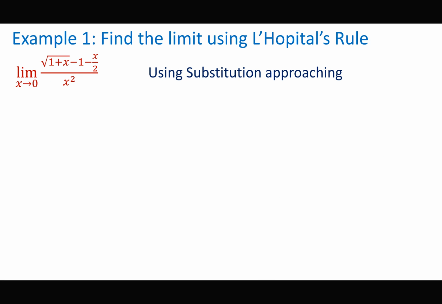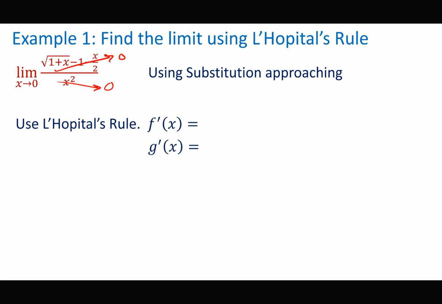Okay, let's do one more, and this is the last one. So again, we want to use L'Hopital's rule to find the limit of this as x approaches 0, square root of 1 plus x minus 1 minus x over 2, all divided by x squared. If I were to use substitution right now, I would have square root of 1 plus 0, which is 1, minus 1 gets me 0, 0 minus 0 again, so this is approaching 0 all in the numerator. X squared, this is approaching 0 as well, so we have that indeterminate form. So we know now we can use L'Hopital's rule to figure this out.